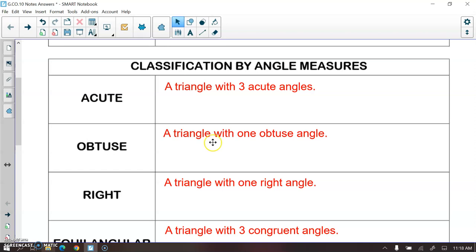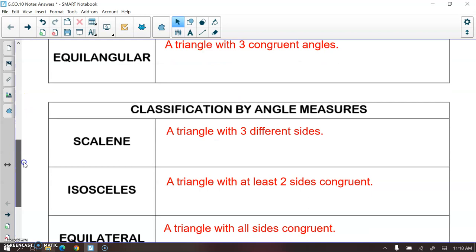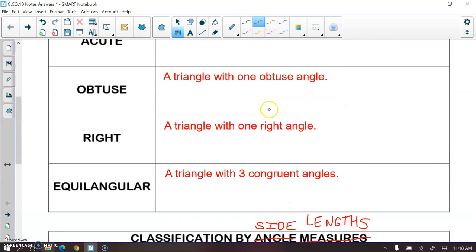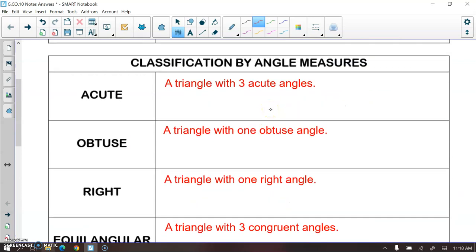Now there are two different ways to classify triangles, either by its angle measures or by their side lengths. This should say side lengths, which it is fixed on yours, but let me fix it on mine. All right, so by its angle measures and by its side lengths. Now there's four different ways to classify a triangle by its angle measures: acute, obtuse, right, and equiangular.